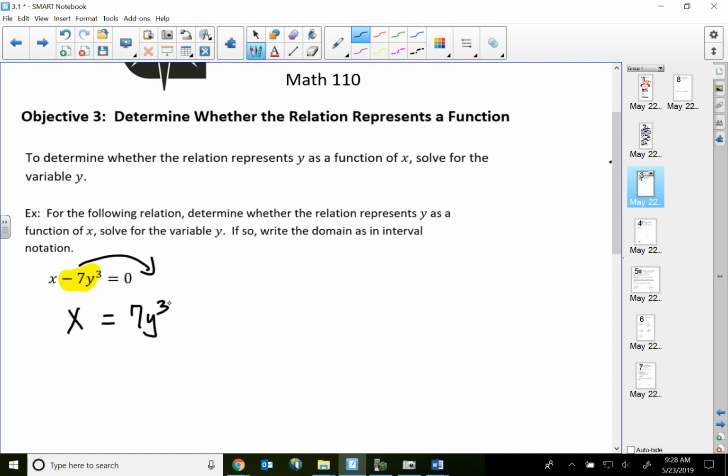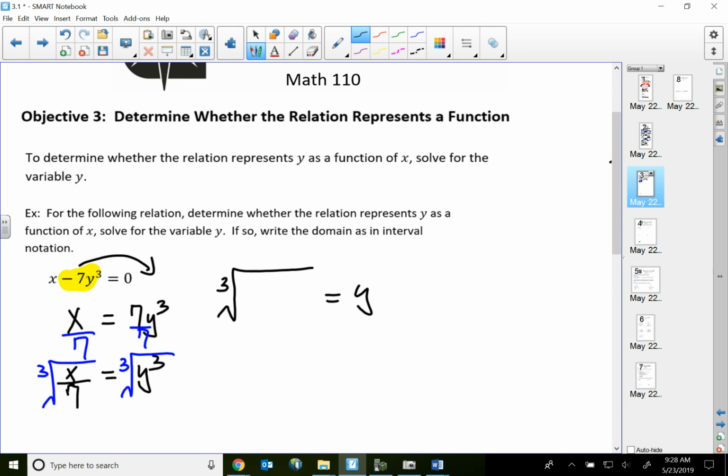To get y by itself, I need to first divide by the coefficient 7. So now I have x over 7. So this is y to the third equals x over 7. Now if I take a cube root on both sides, then y is equal to the cube root of x over 7. When we take a square root on both sides, the answer is always positive and negative, but not with the odd roots.